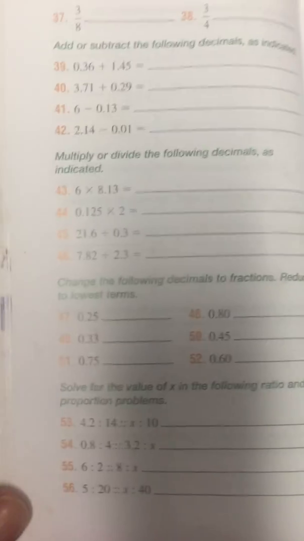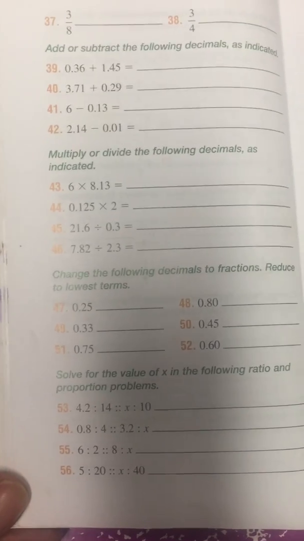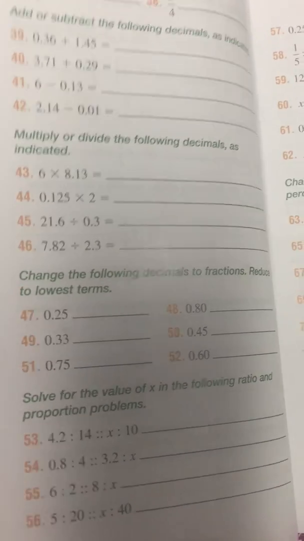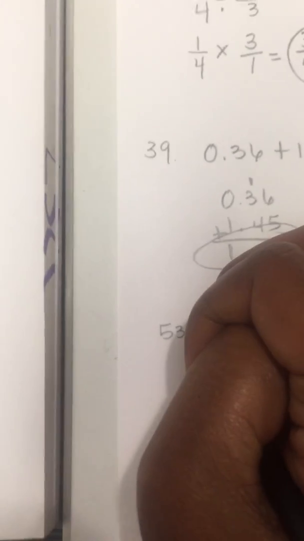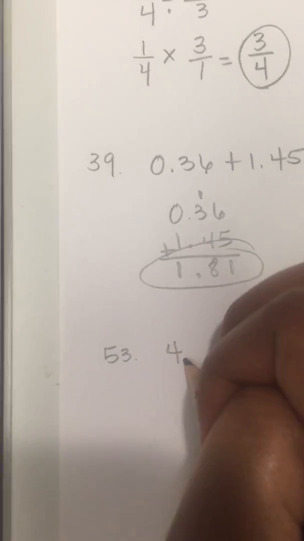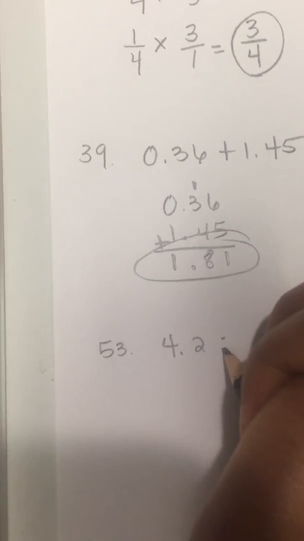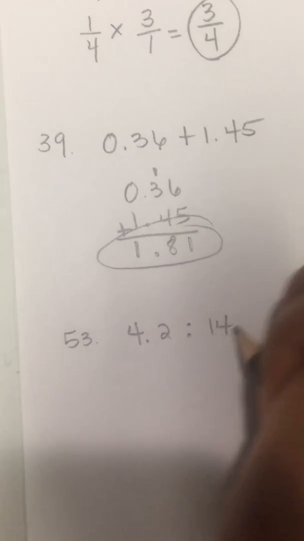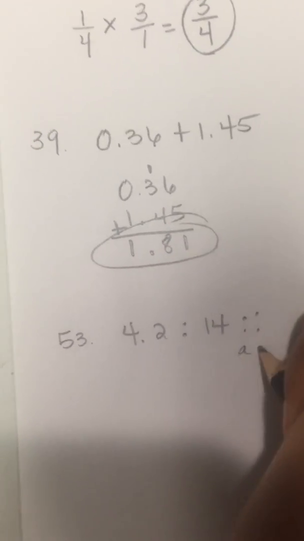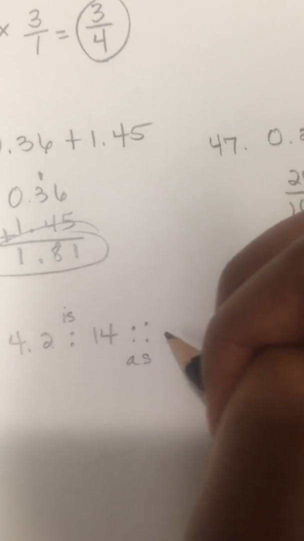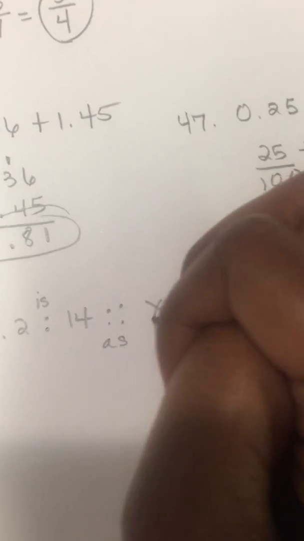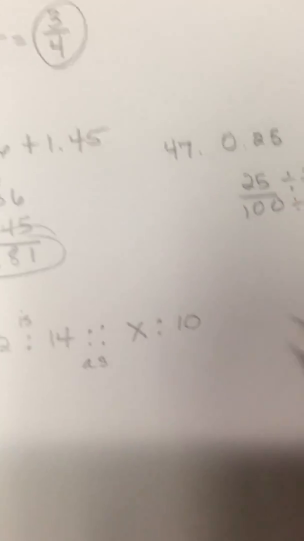Okay. The next set is going to be solve for the value of x in the following ratio. Okay. And the proportions problem. Okay. So on 53, okay, so I have 4.2 is to 14. This stands for as, this stands for is. The 2 dots, the colons, as x is to 10.